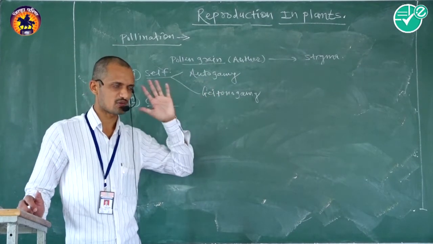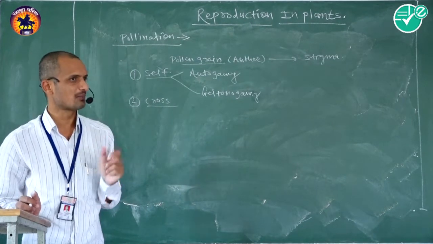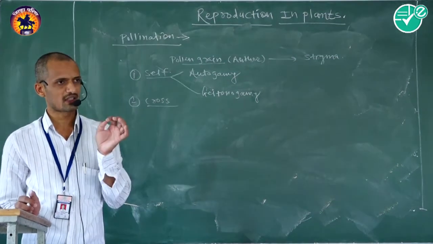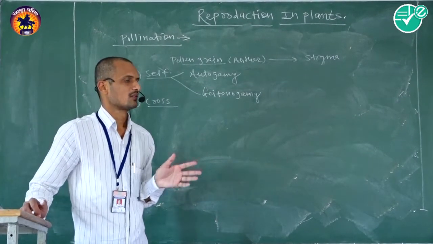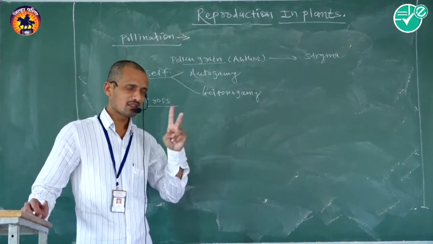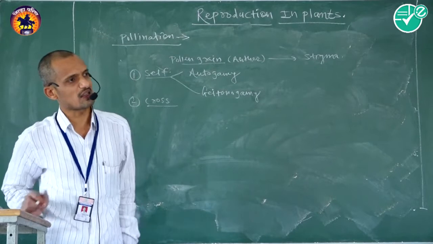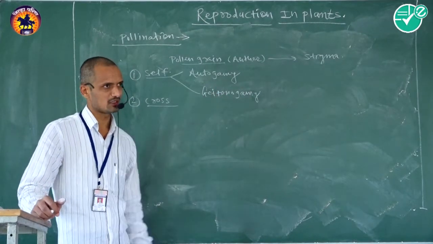The second one is geitonogamy. Geitonogamy means transfer of pollen grain from the anther to the respective stigma of two different flowers located on a single plant body. The flowers are different, but the plant body is single. This type of pollination is called geitonogamy.